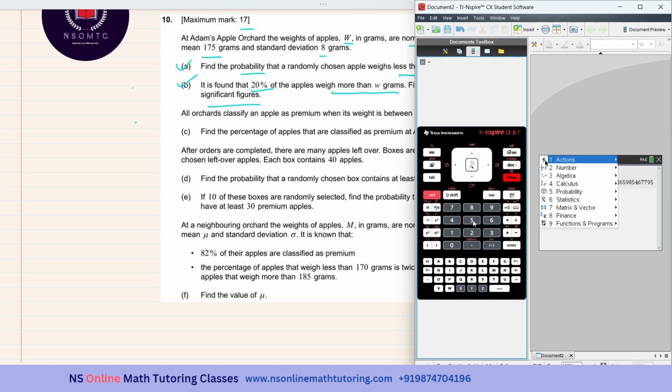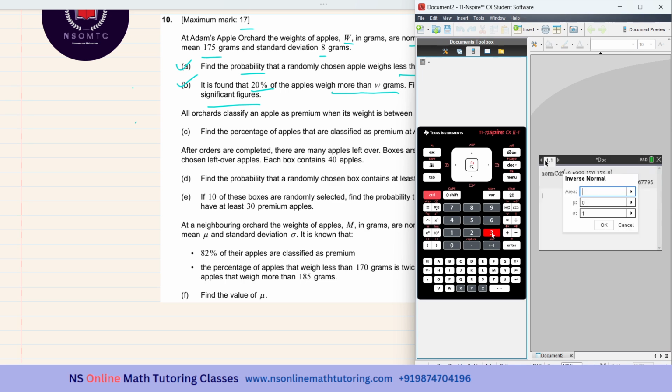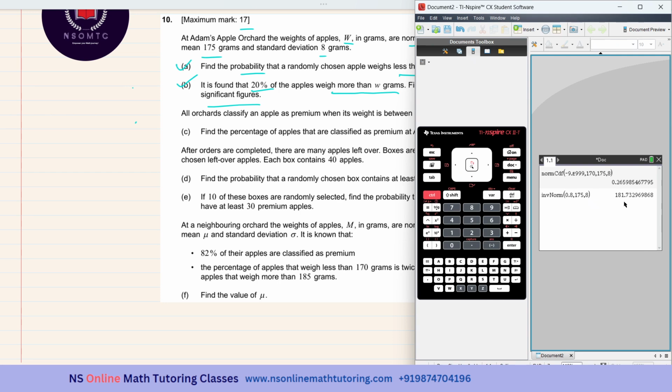Now using inverse normal: menu, and then again the probability option number 5, and option number 5 again for distributions. You can use option 6, statistics, also. Now it is option number 3 for inverse normal. The area is 0.8. It is always the less than area. So 0.8, the mean is 175 and the standard deviation is 8. It is 181.73, and correct to 4 significant figures, as they have said, it is 181.7. The command is inverse norm, INV, with the N in caps.